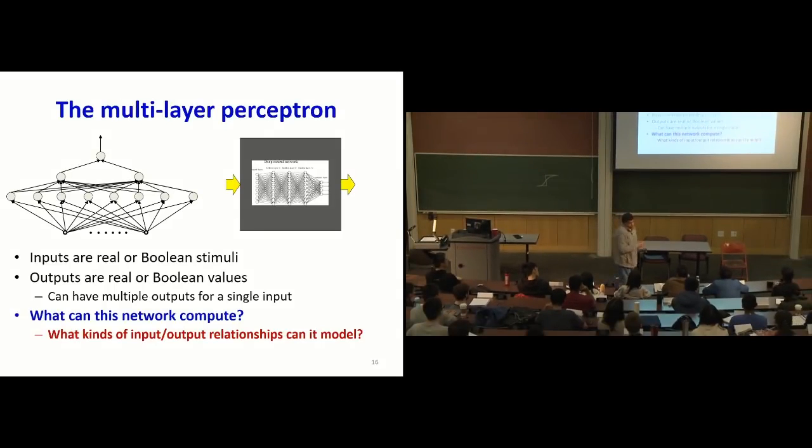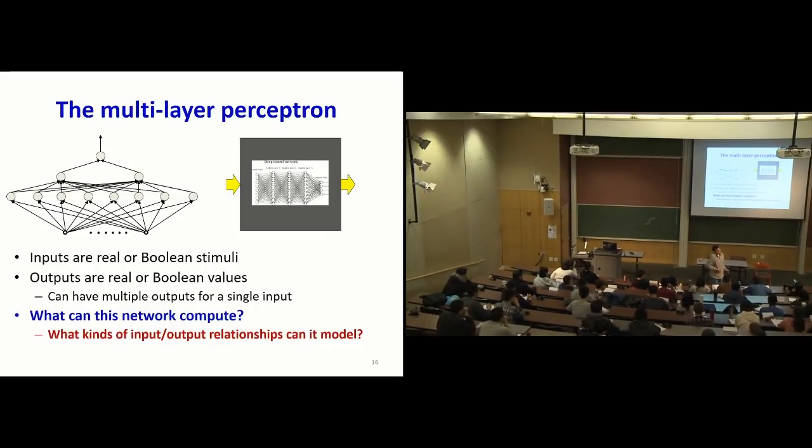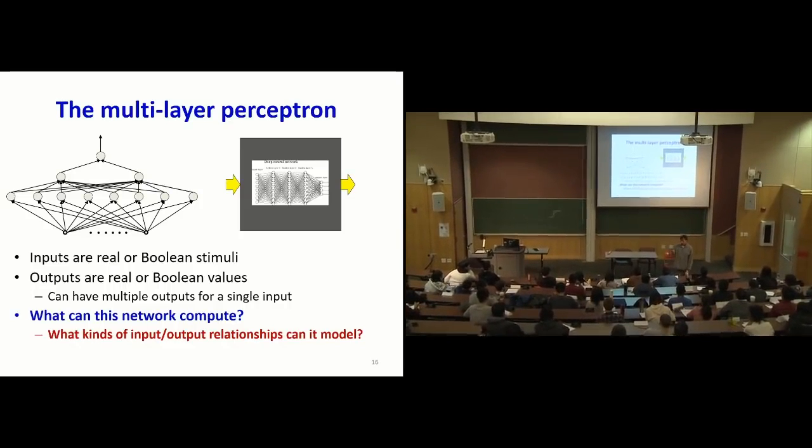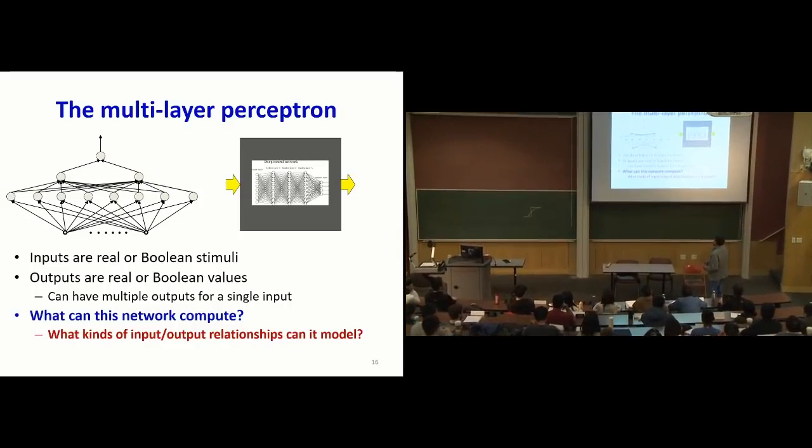So we saw that in each of these functions, some input comes in and you get some output. The inputs could be real or they could be Boolean stimuli. The outputs could be real or Boolean values. You can have multiple outputs from a single network. In fact, that was one of the novelties that Alex Bain introduced historically back in 1873, if you will remember from class 1.